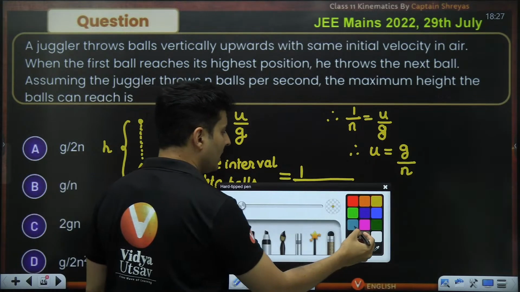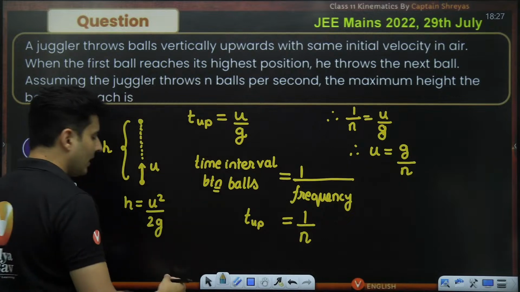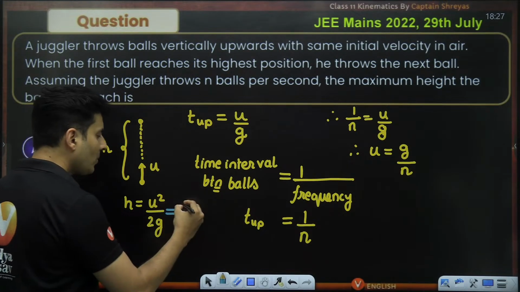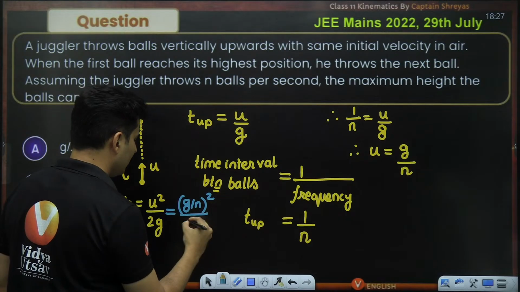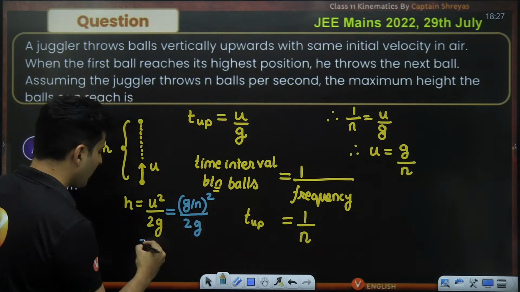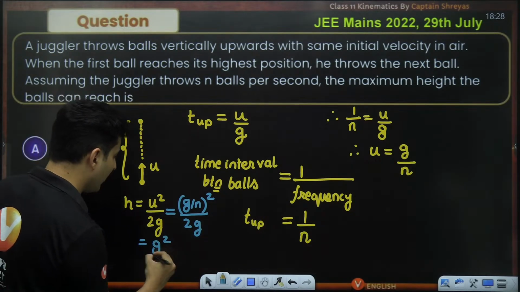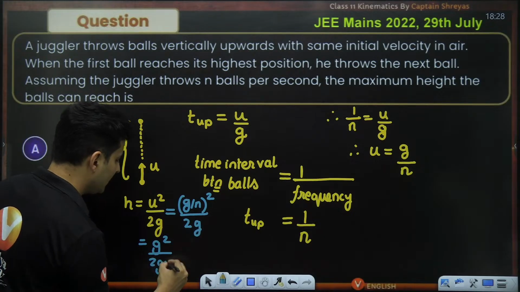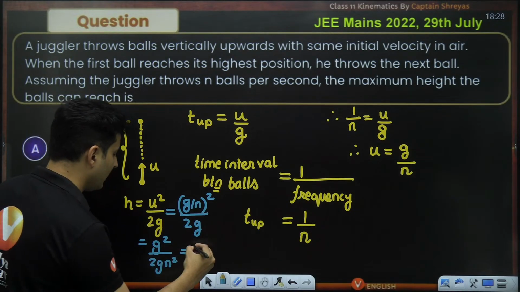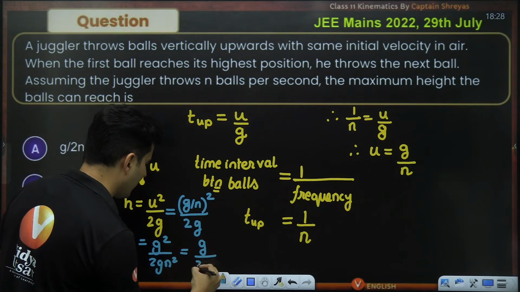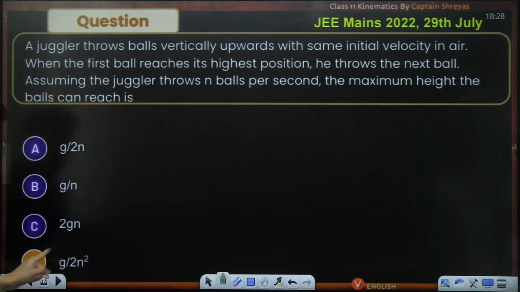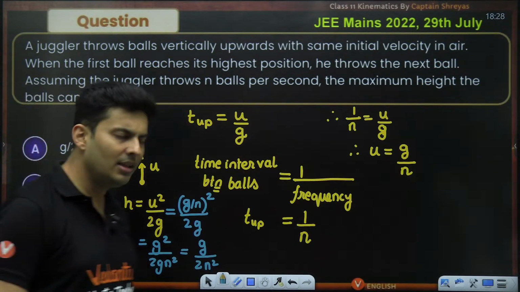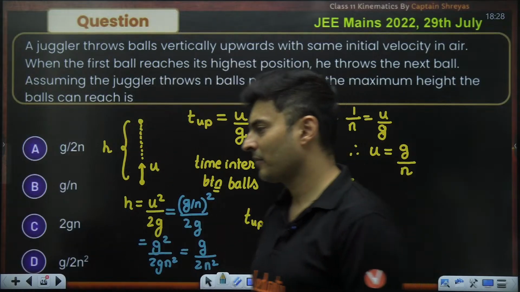So substitute that over here, u is g by n, and see what you get. H is nothing but g by n the whole square divided by 2g. So this will become g square by 2g, and this n square will be there. g will cancel, so you'll be left with g by 2n square, which is the D option, the perfect answer.